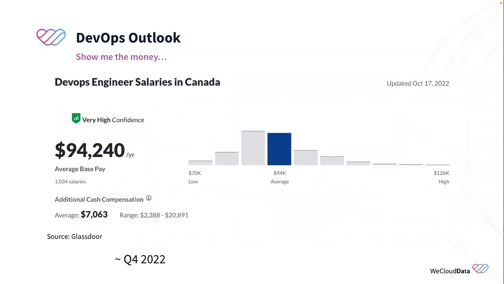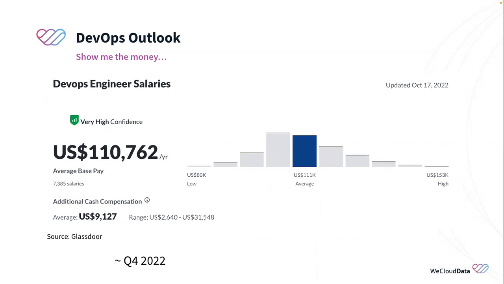And this is just another look, but in Q4 2022. So a few months back. So it's 94 grand on the average base pay in Canada. And in the US is about 110 grand for DevOps salaries. Now that trans... I guess, okay, that's quite well. That just means the Canadian dollar is not that strong. So in Canadian, it's 150 grand. Wow. Okay. So yeah, those are the numbers that Glassdoor is giving us.